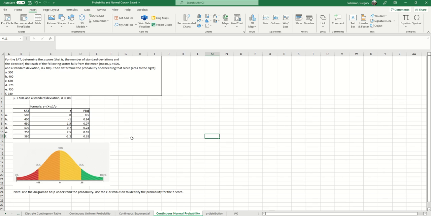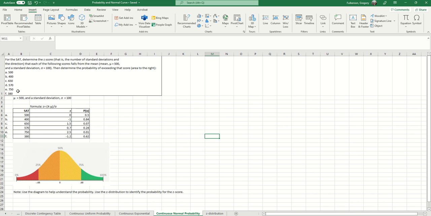And so, very important topic. So this problem says, for the SAT, determine the z-score, that is the number of standard deviations and the direction that each of the following scores fall from the mean. The mean is 500 for the population of people taking the SAT with a standard deviation of 100. So determine the probability of exceeding that score, which is the area to the right.